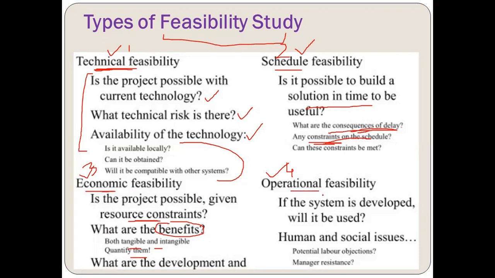Fourth one is operational feasibility. In operational feasibility, we are going to work on the operation part. That is, if the system is developed, will it be used by the end user? Will it be helpful in solving all the problems? Will it give all the functionalities, human and social issues, etc.? All these types of feasibility study are going to be undertaken. And finally, the feasibility report is prepared.